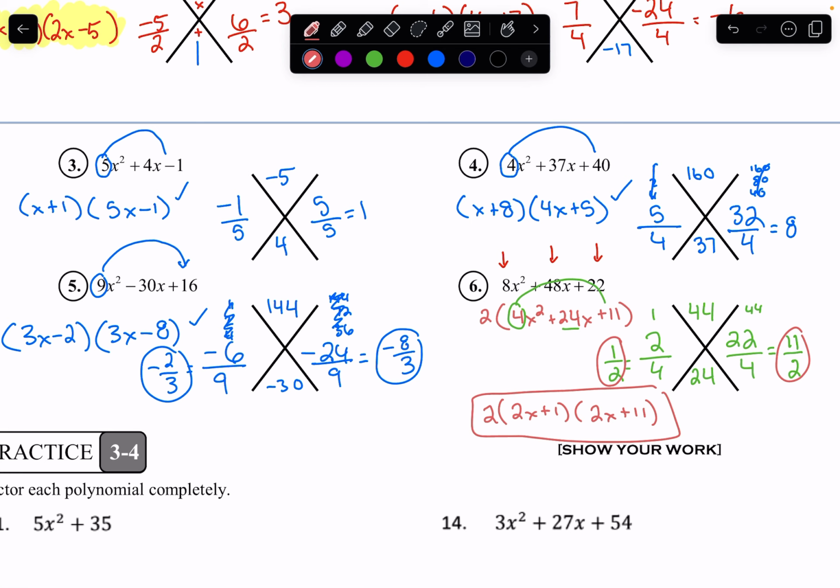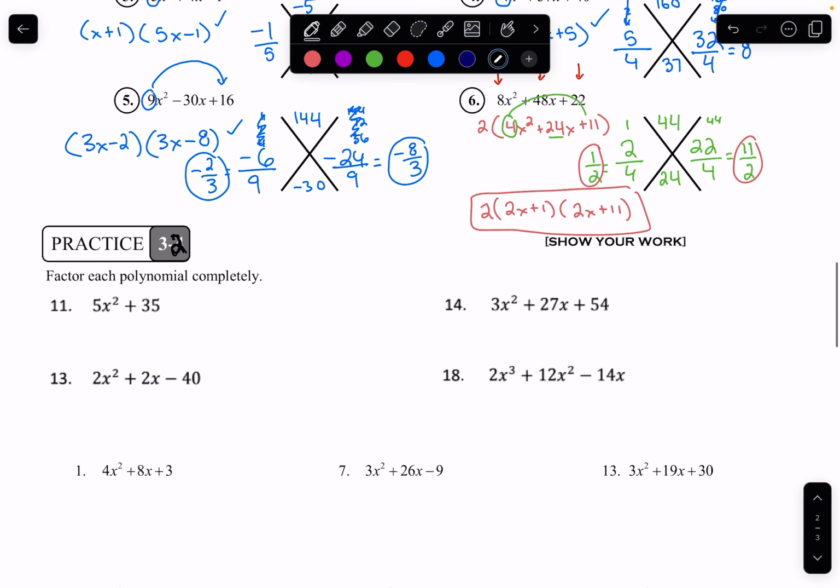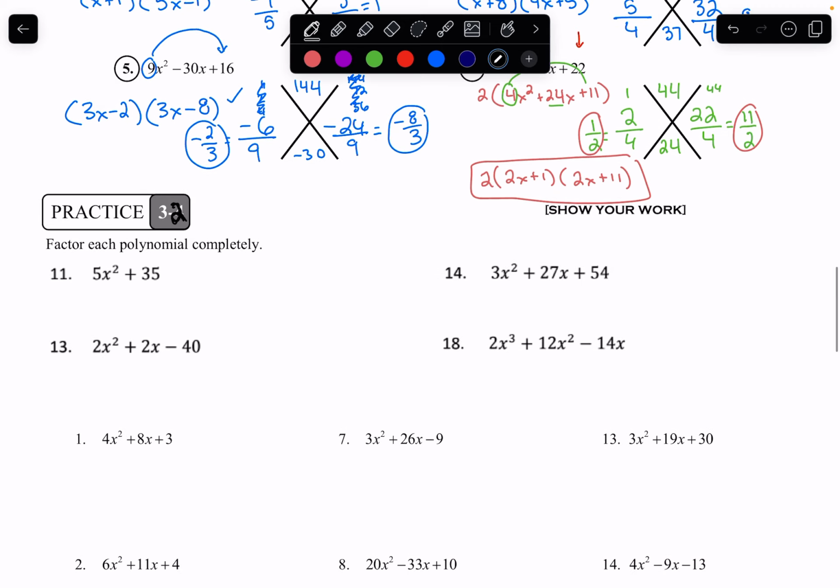Okay, practice these. I know it says 3-4, but it's actually 3-2 practice because we changed the numbers from last year. And step 1, try to factor something out and then do the big X method with whatever you have left over. All right? When you need help, go ahead, come see me. I'll give you a hand.